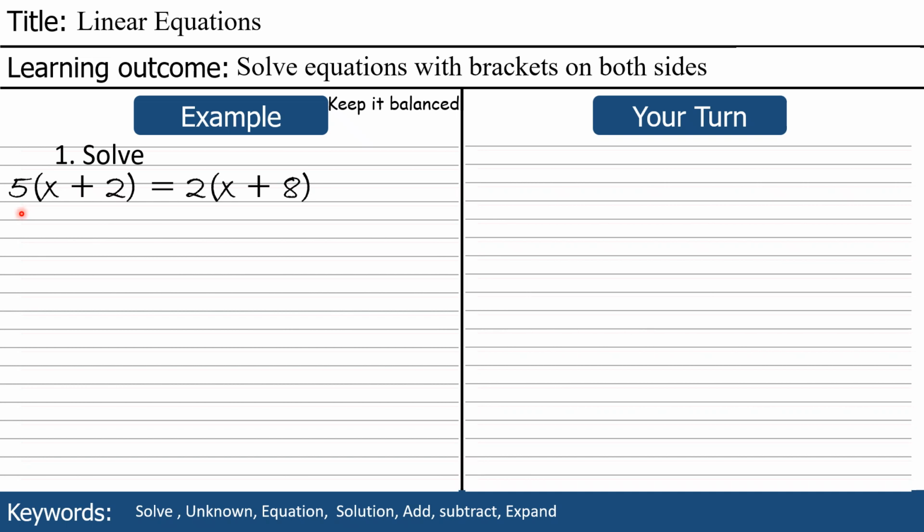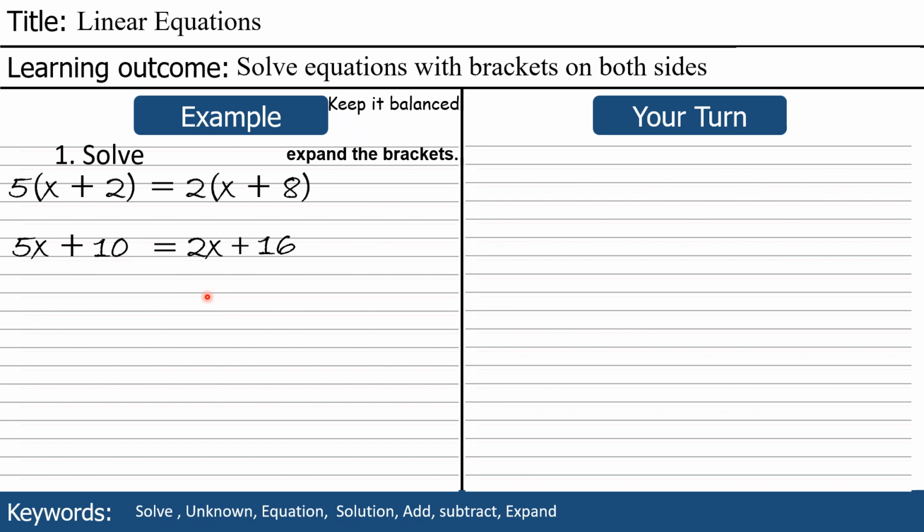So let's start. 5 multiplied by x is 5x, and then 5 multiplied by 2 is 10, equals, remember, multiplying throughout the bracket, 2 multiplied by x is 2x, and then 2 multiplied by 8 gives 16.